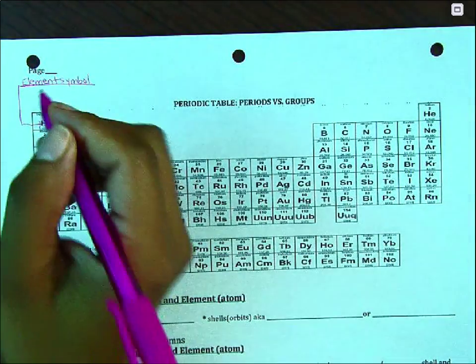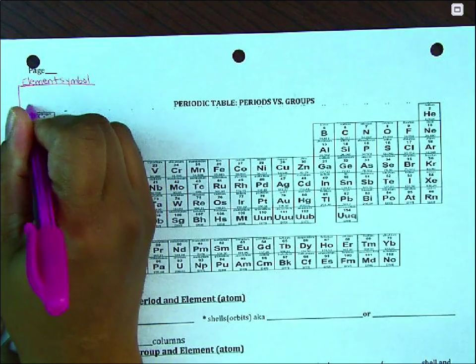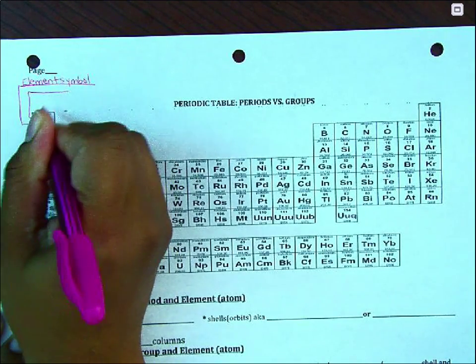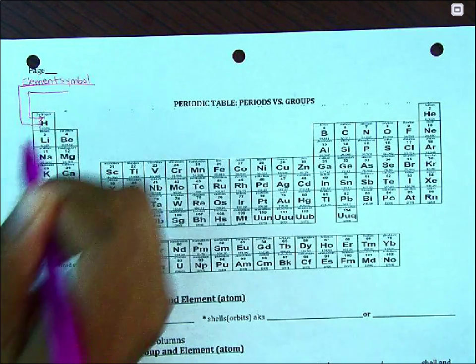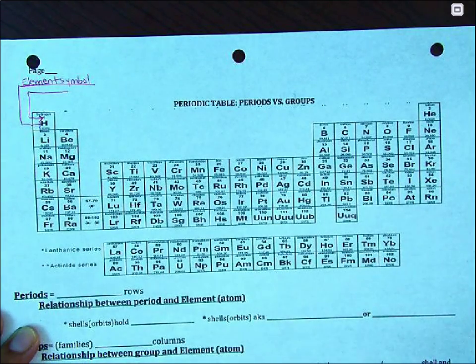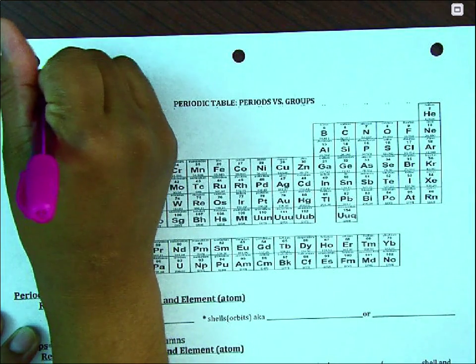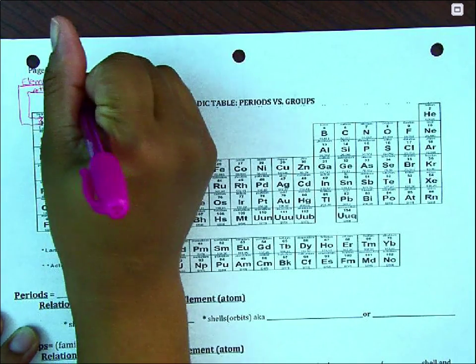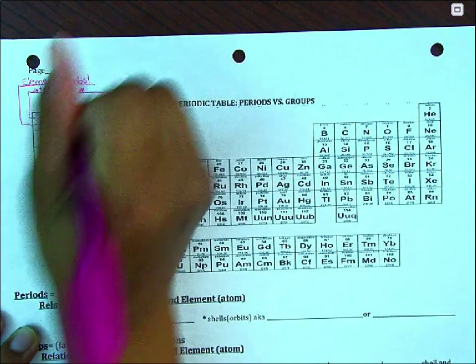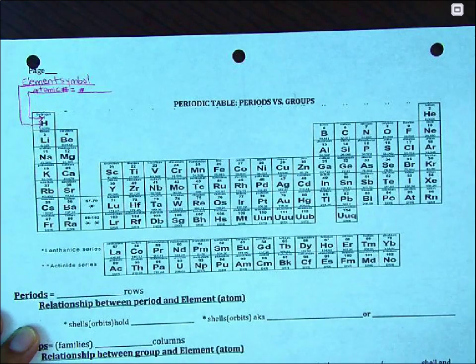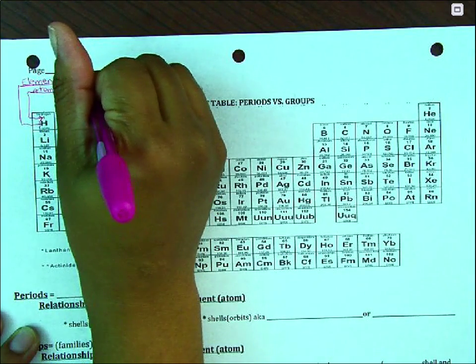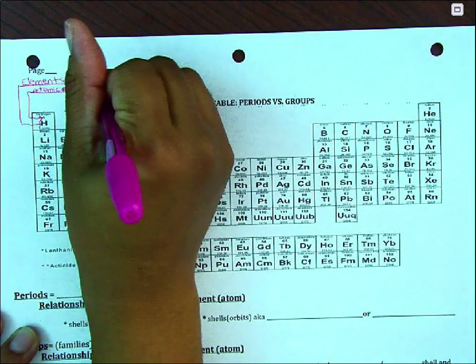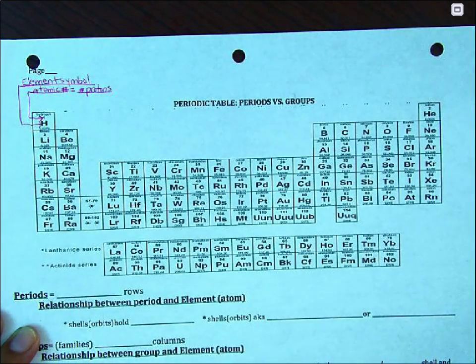We do understand that the smaller number in that box is what? Atomic number. Which also equals the number of what? Nope, these are atoms. Protons, very good. Atomic number equals the number of protons.